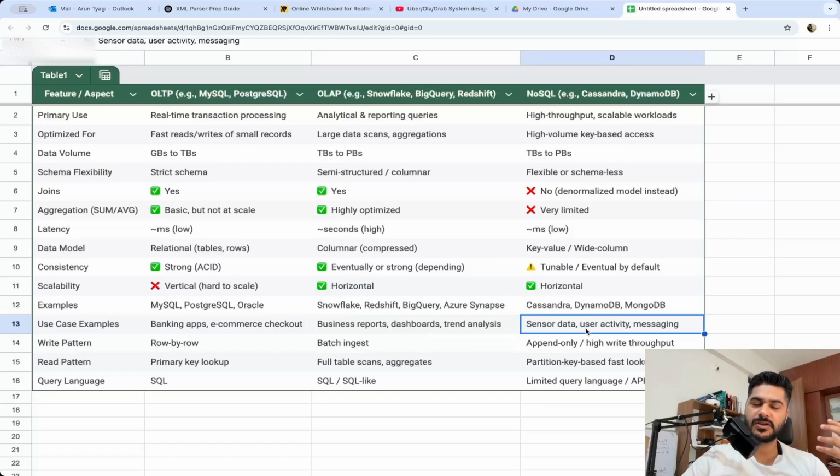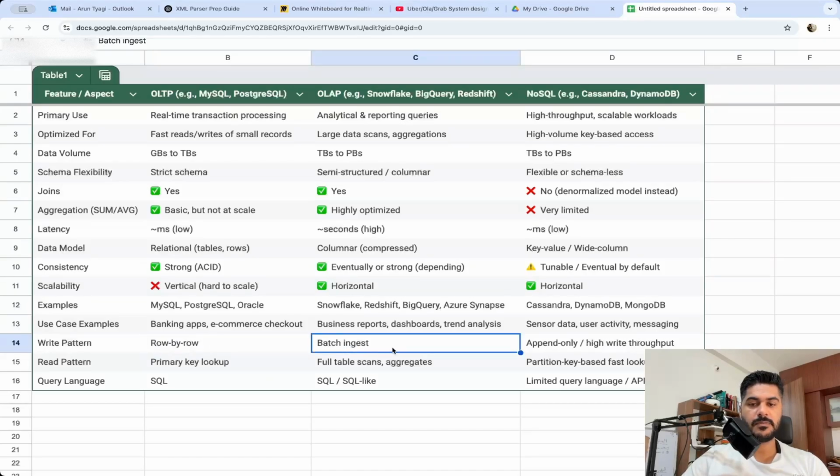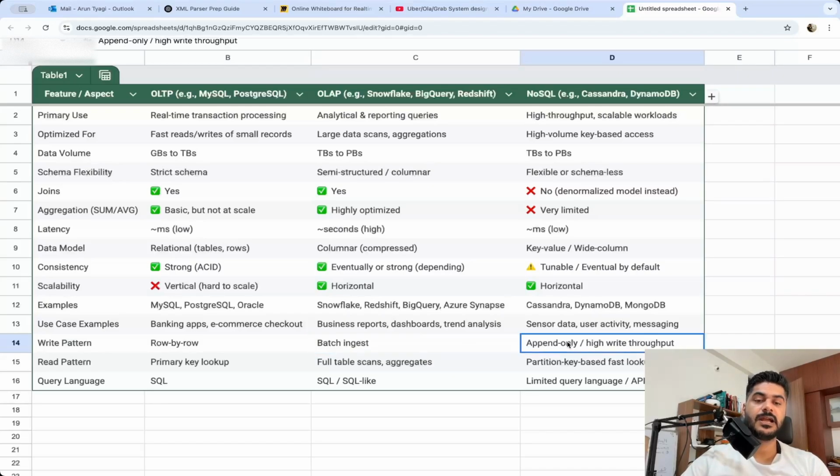Whenever you know your key, your partition key, that is where basically NoSQL will shine, right? Your write pattern is row by row in SQL. In OLAP, it is like batch. In batches, you can dump the data, and in NoSQL it is append only. Like you said, it's immutable.